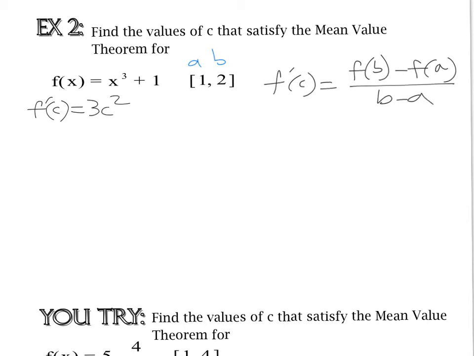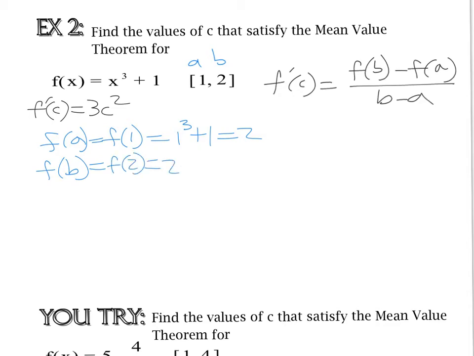All right, now let's also go ahead and find f of a and f of b. So f of a would be f of 1, and f of 1 would be 1 cubed plus 1. Well, 1 cubed is just 1, so 1 plus 1 is 2. All right, what about f of b? F of b, well, that would be f of 2, and so that would be 2 cubed plus 1. 2 cubed is 8, 8 plus 1 is 9.